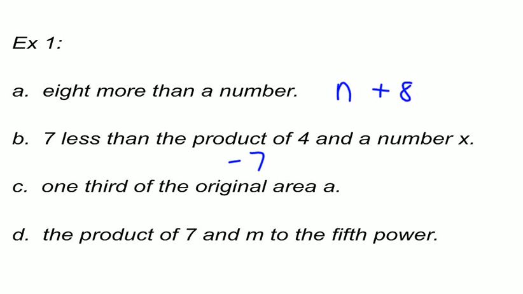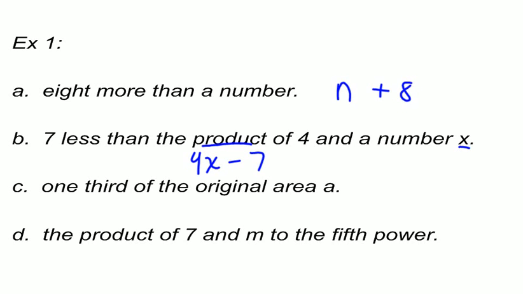And the product, you're multiplying something together. So 7 less than the product of 4 and a number x, sorry. So this is how you write it: 4x minus 7. And the order is important because 4x minus 7 is not the same as 7 minus 4x.